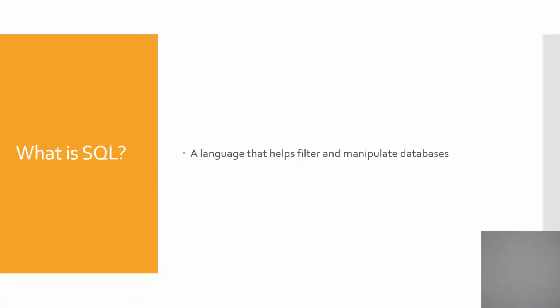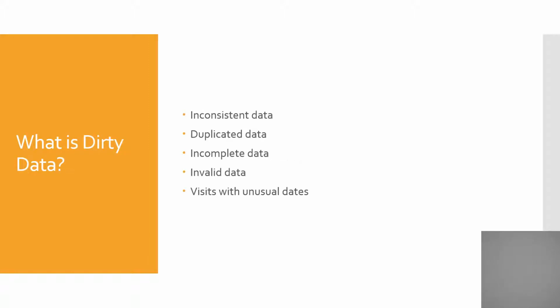So what is SQL? It's a language that helps you filter and manipulate databases. When using SQL, we manipulate the data via adding, deleting, or changing data from a certain database. What is dirty data? Dirty data is having one or more of the following: inconsistent data, duplicated data, incomplete data, invalid data, and visits with unusual dates.